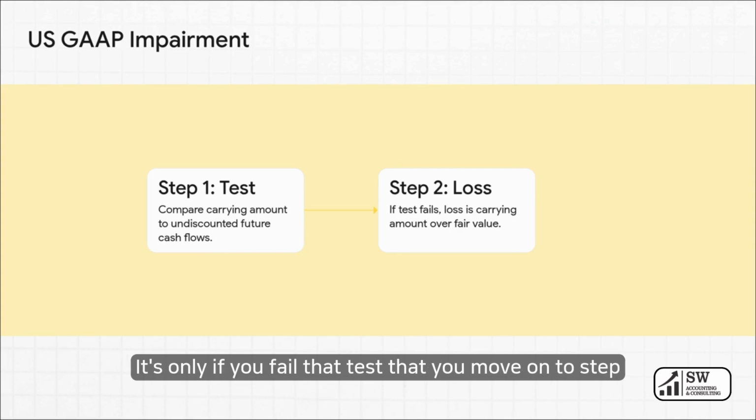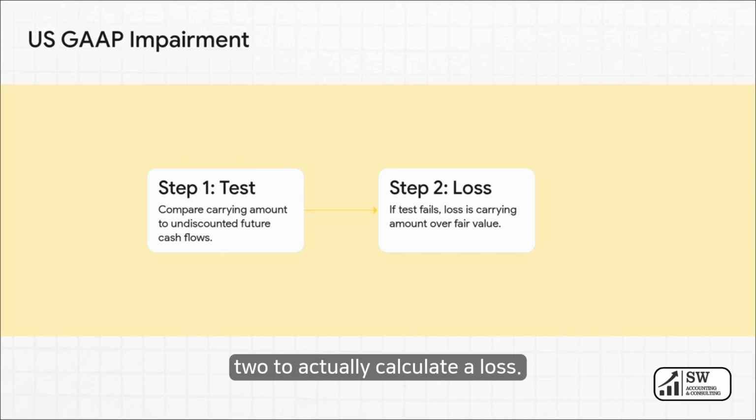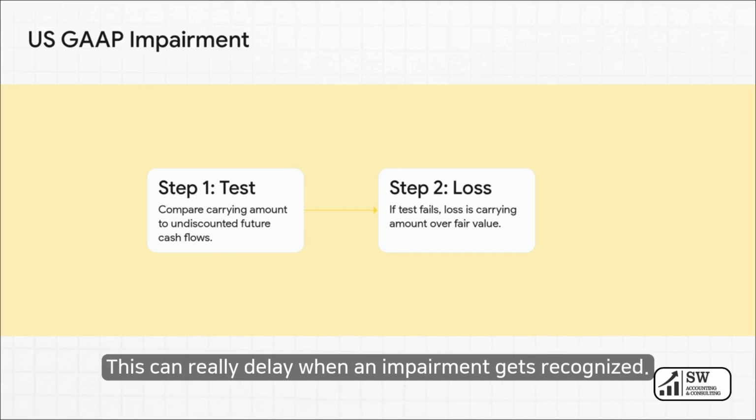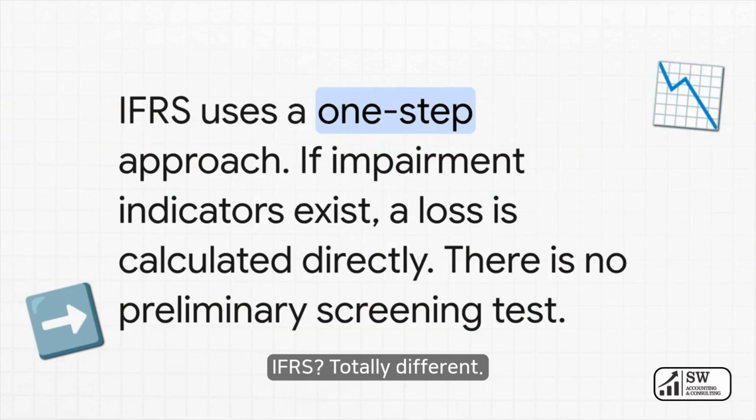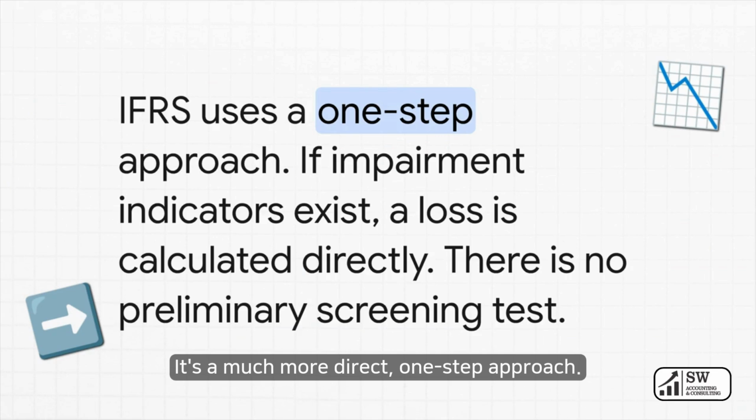It's only if you fail that test that you move on to step 2 to actually calculate a loss. This can really delay when an impairment gets recognized. IFRS, totally different. It's a much more direct, one-step approach. If there's any sign of impairment, you jump straight to measuring the loss. There's no preliminary check with undiscounted cash flows.